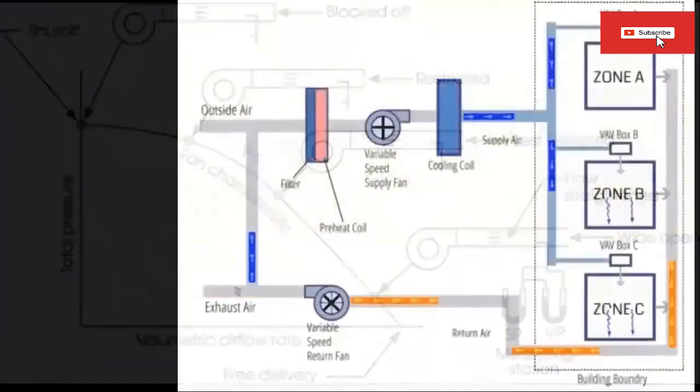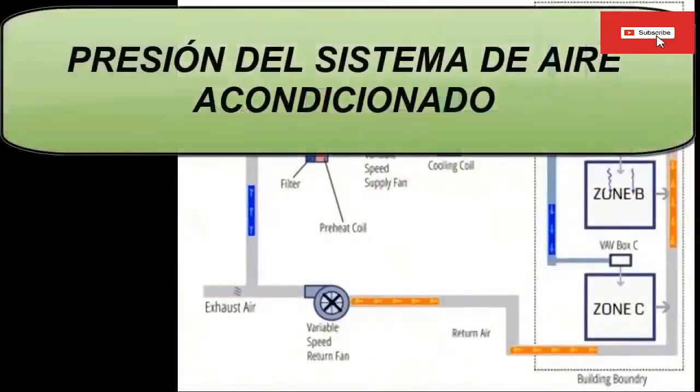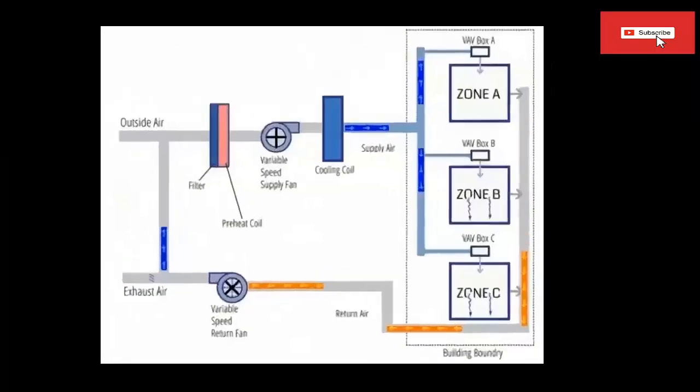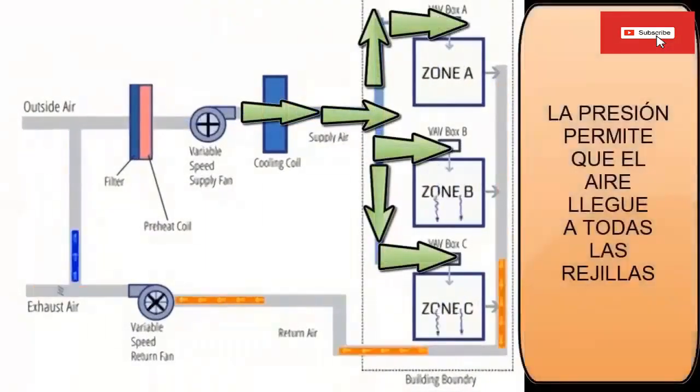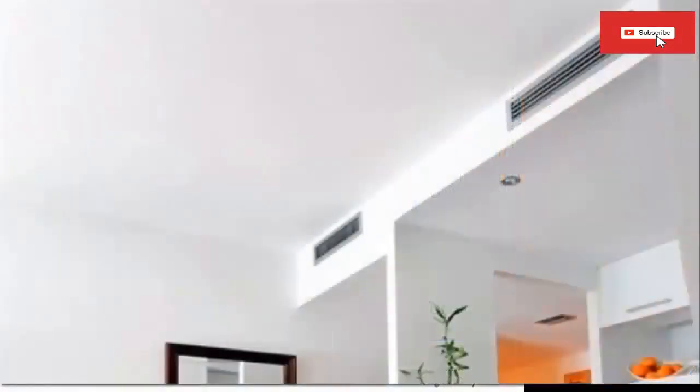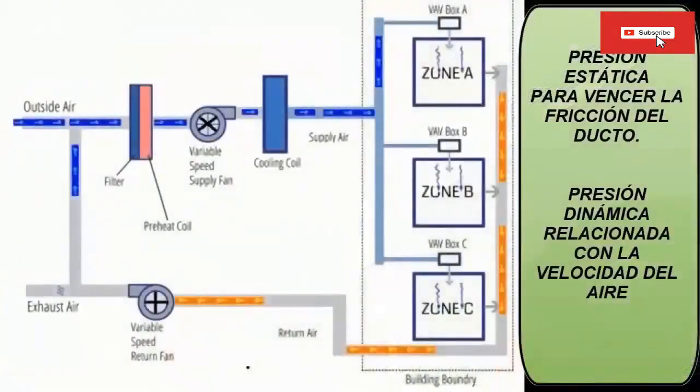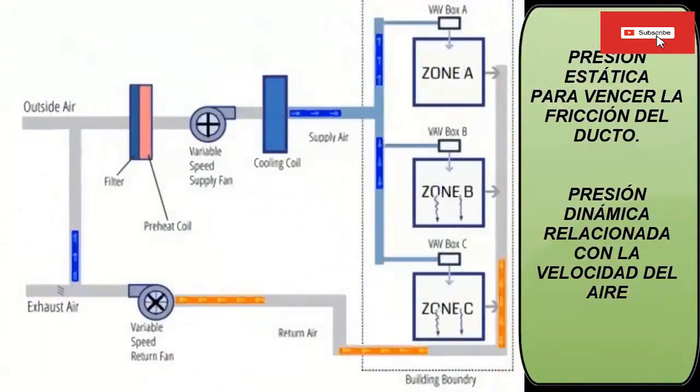Now let's talk about the pressure of the air conditioning system. The air pressure is the force that it is going to need to be able to overcome the friction of the walls inside the duct and reach all the outlet grills without problem. In this case, we are talking about static pressure. There is also dynamic pressure, which is directly linked to the speed of the air inside the duct.